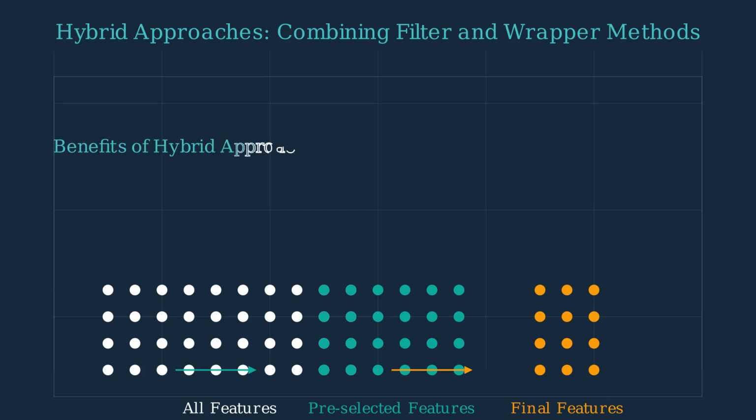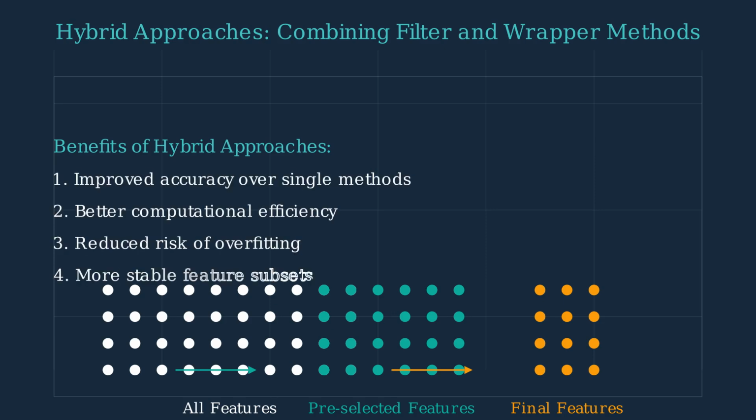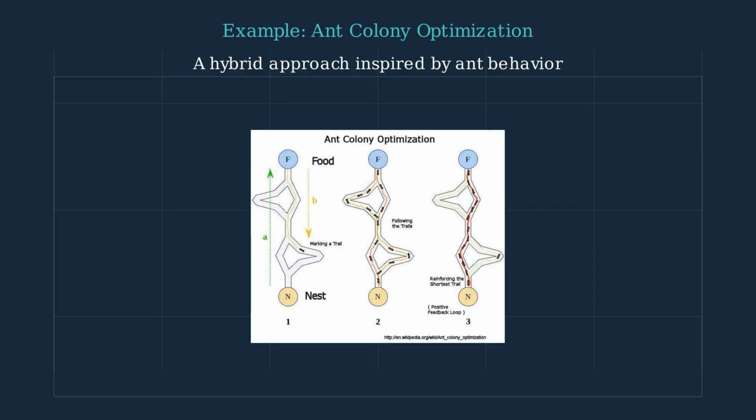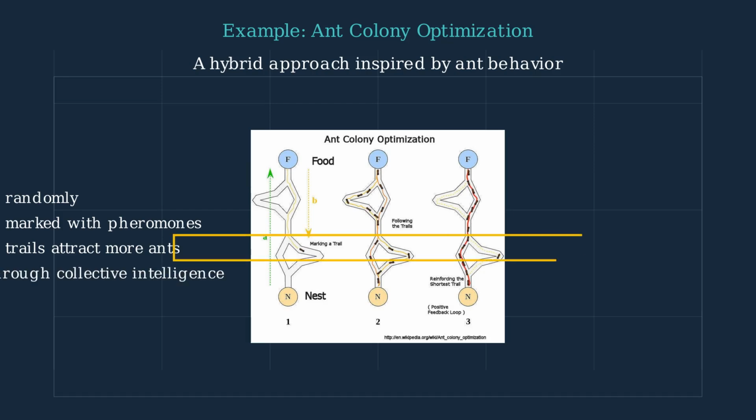Hybrid approaches offer several benefits: improved accuracy, better computational efficiency, reduced risk of overfitting, and more stable feature subsets. One example of a hybrid approach is ant colony optimization, which is inspired by how ants find the shortest path to food. This method works by initially exploring features randomly. Successful feature combinations are marked with virtual pheromones. Stronger pheromone trails attract more exploration, and eventually, the best feature subsets emerge through this collective intelligence process.